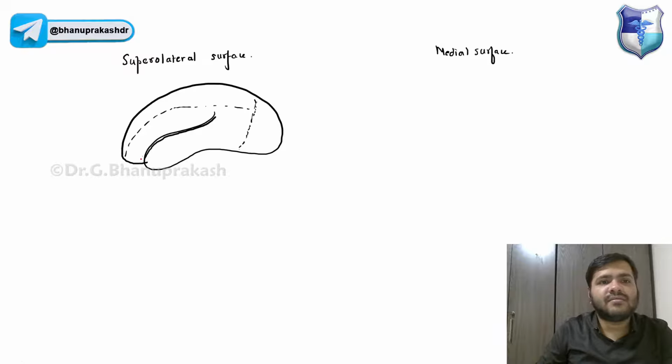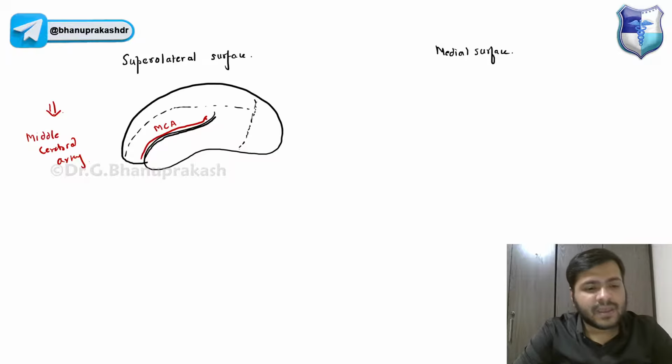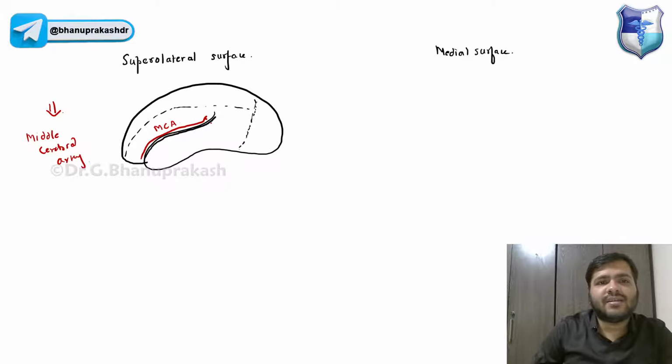So remember, guys, in the superolateral surface, the dominant major artery is the middle cerebral artery. I've divided a line along the upper border of the superolateral surface. The dominant artery supplying the superolateral surface is the middle cerebral artery, the artery that is running in the Sylvian sulcus. I've already told you, this black one is the Sylvian sulcus, guys.